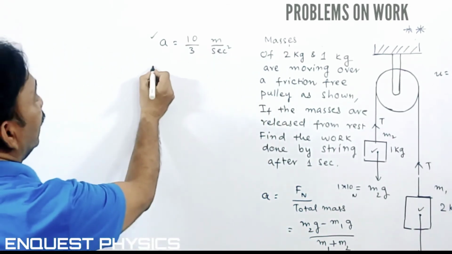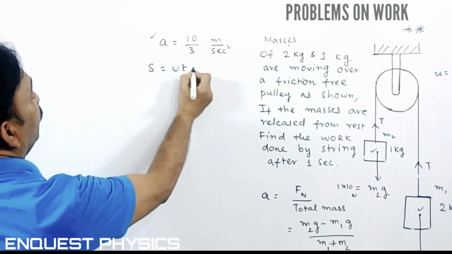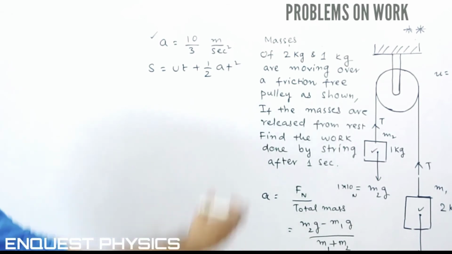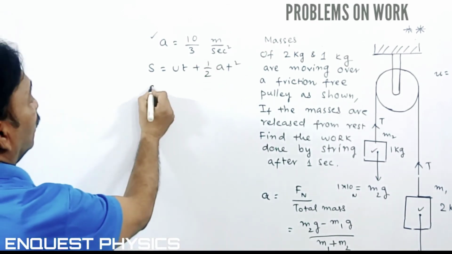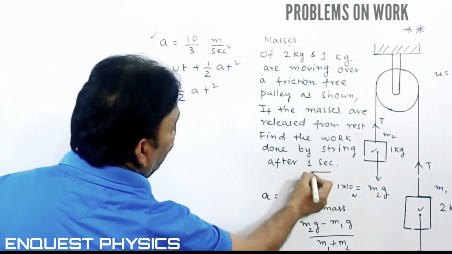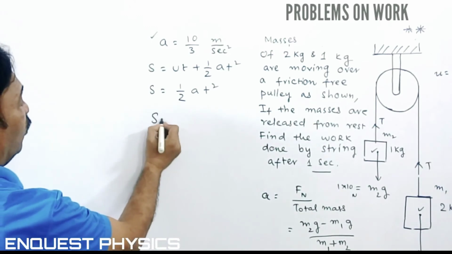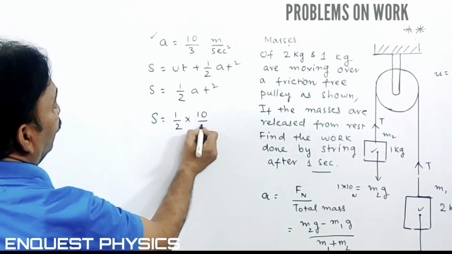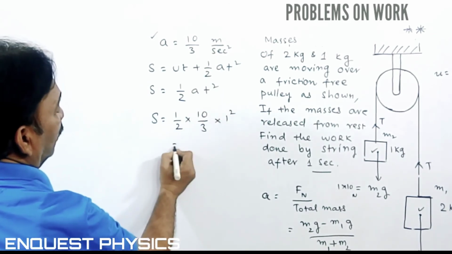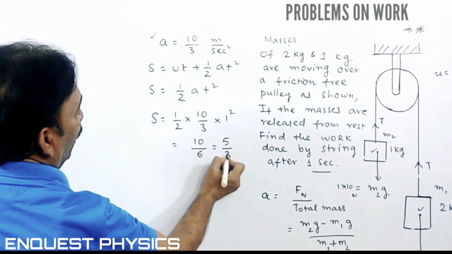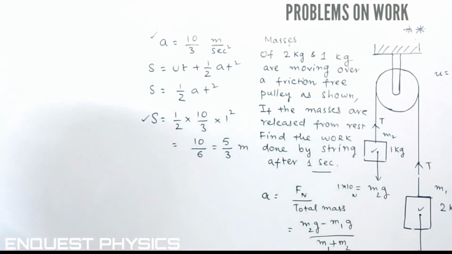Then we are using the equation S is equal to ut plus half at square. Okay, students, it started from rest, which means S is equal to half a into t square. T is given as 1 second, and you can find out the displacement. S is equal to half into a, we had 10 by 3, into 1 squared. It is 10 by 6 or 5 by 3 meter. We got the acceleration and displacement.